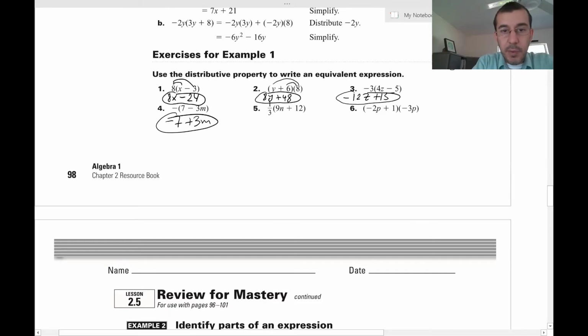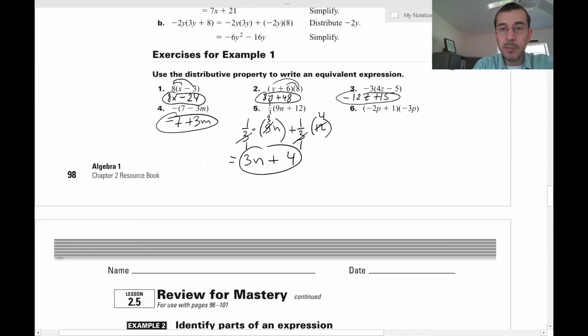Number 5, we have 1/3 times 9n, and then we have 1/3 times 12. 9 and 3 cancel out by 3. So 1 here, 9 divided by 3, 3 here. 3 times 1 is 3, so 3n. And then plus, because plus and plus is plus. And then 12 and 3 cancel out by 3. 1 here, 4 there. 12 divided by 3 is 4. 4 times 1 is 4. So 3n plus 4 is number 5.